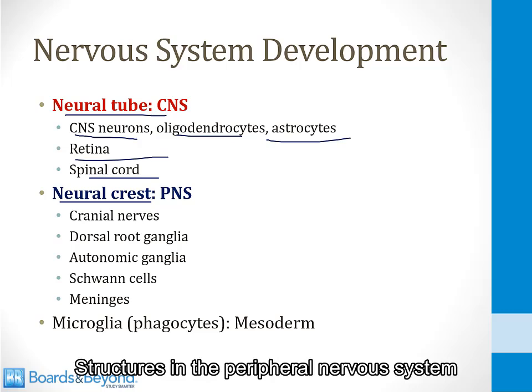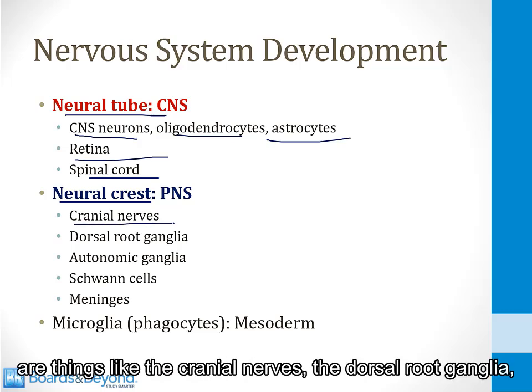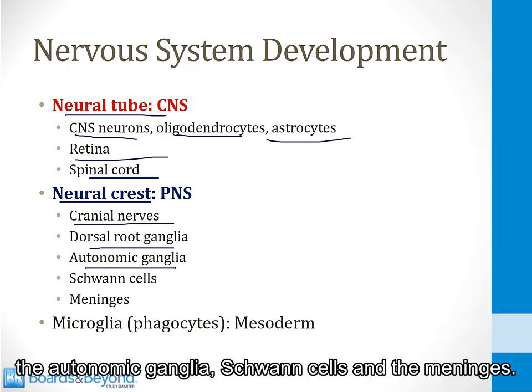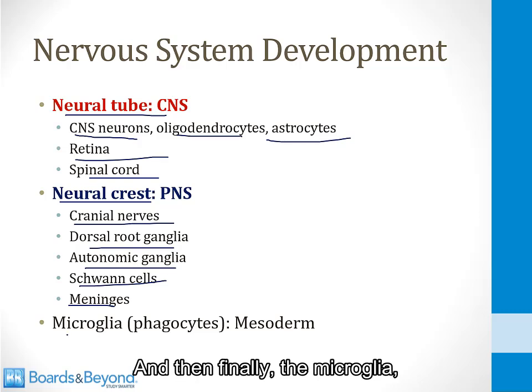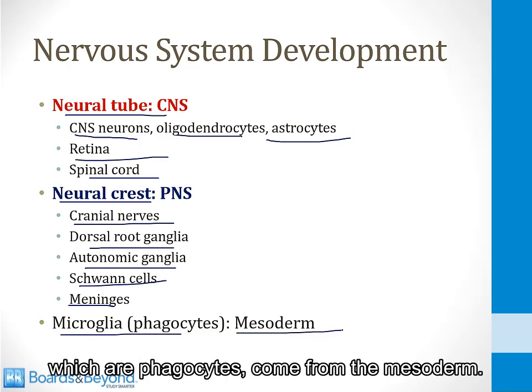Structures in the peripheral nervous system that come from the neural crest are things like the cranial nerves, the dorsal root ganglia, the autonomic ganglia, Schwann cells, and the meninges. And then finally, the microglia, which are phagocytes, come from the mesoderm.